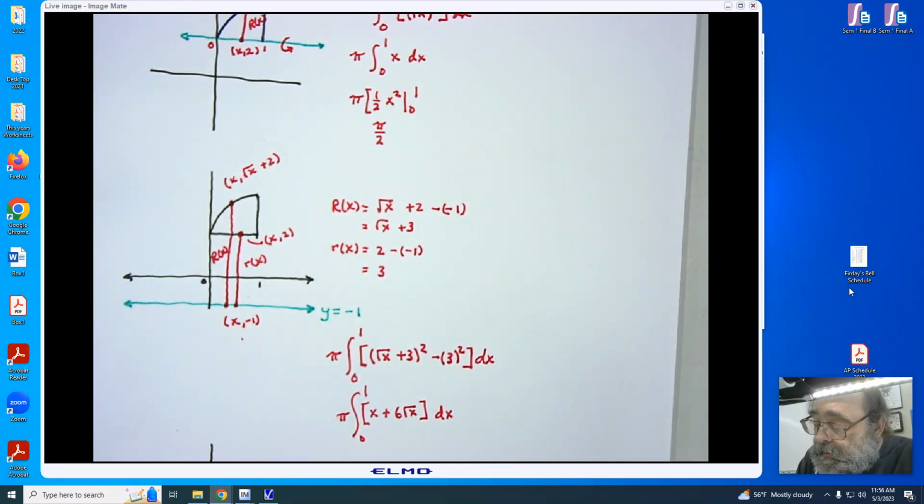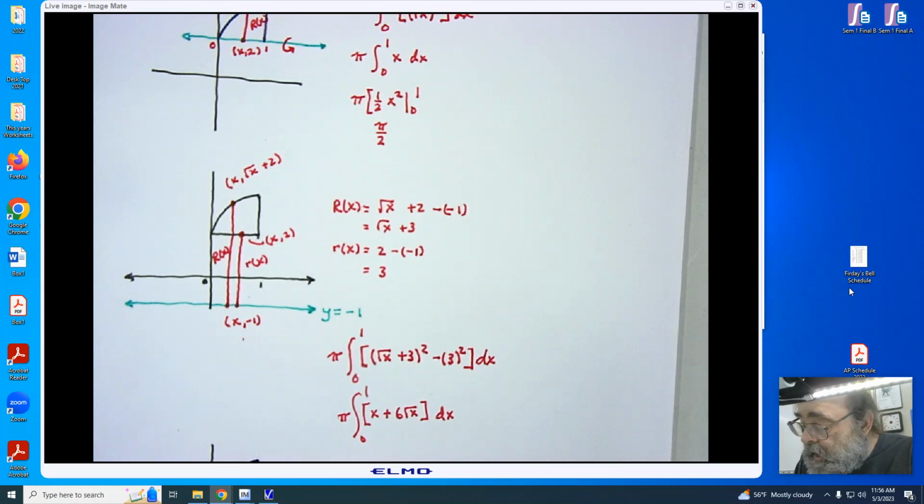Draw your segment and your shape. Put it into the x and y axes. Find your axis of rotation. Y equals 1. Goes right in between. Y equals 1.